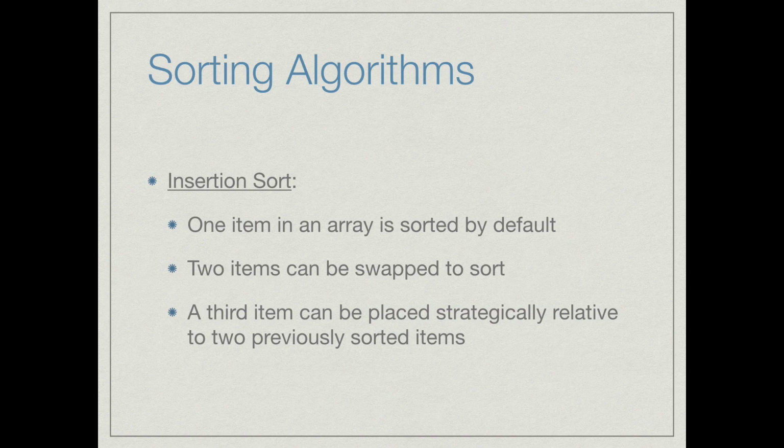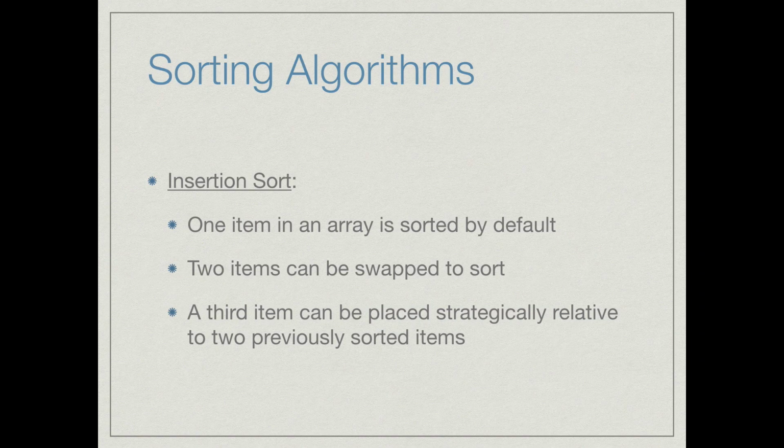So building from those 2 assumptions, you can now say a third item. So you have 1 item already, now you have 2, now you have 3. If a third item is introduced, it can be placed strategically relative to the 2 previously sorted items. So if you know A is greater than B, B comes first, so it's B and then A, and then you introduce C, you already know the relationships of A and B, and so you can infer, you can strategically decide where to place C.